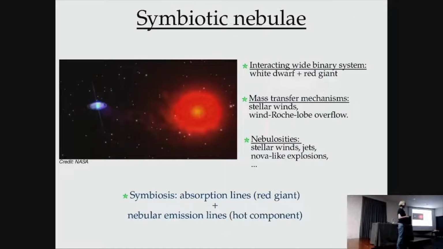And the most valuable part that we consider in our target list is our study of symbiotic nebulae. Symbiotic stars are interacting binary systems. They consist of a white dwarf, which has an accretion disk and accretes matter from its red giant companion. So the nebulosities are very rich around these targets because there are stellar winds from the red giant, the accretion disk has jets, and there are nova-like explosions.